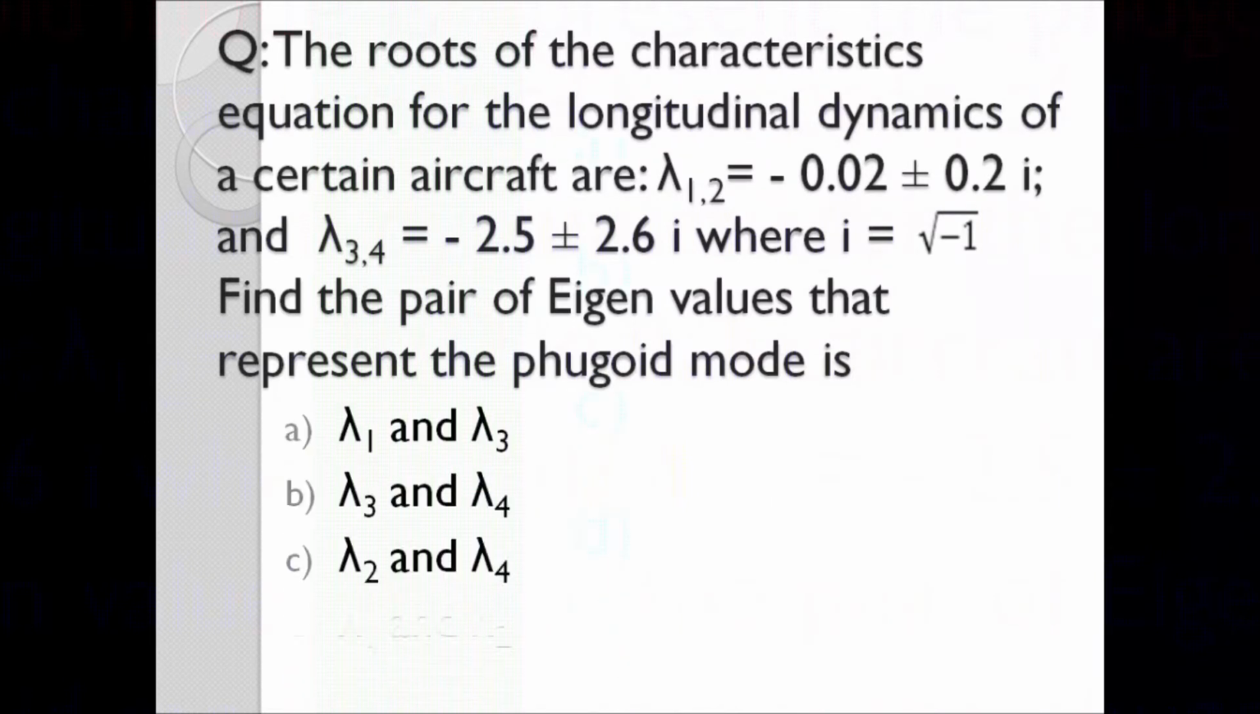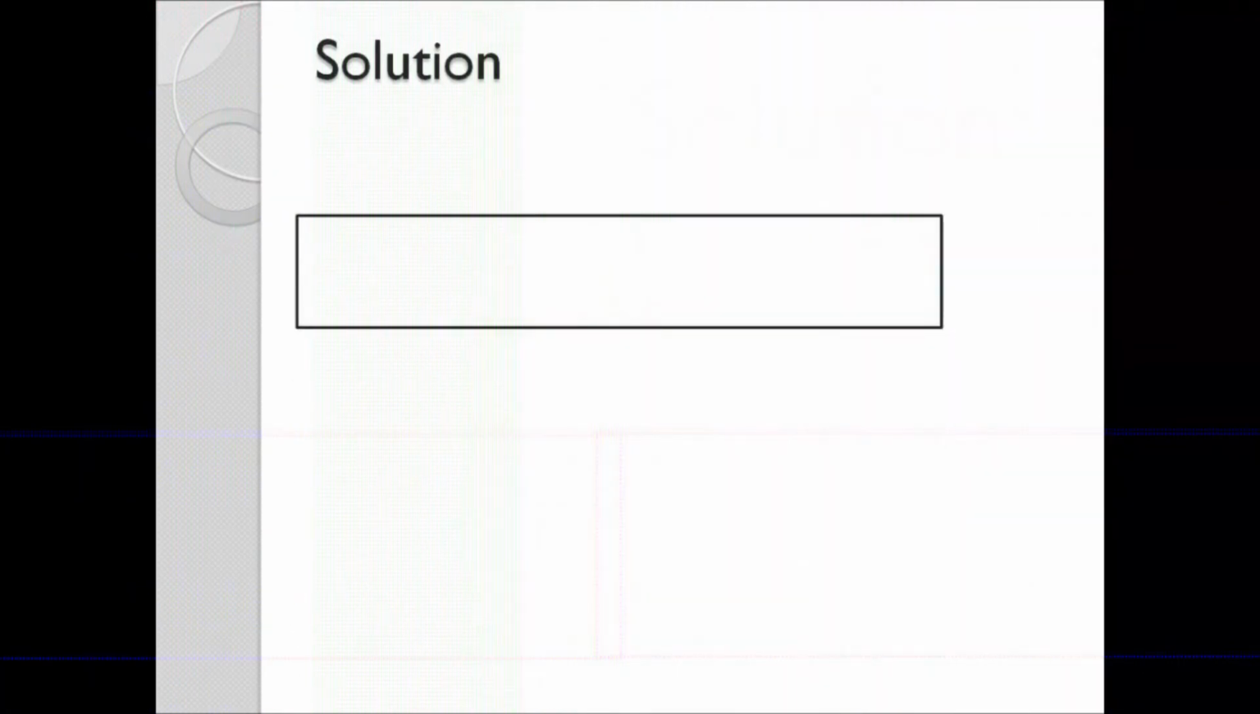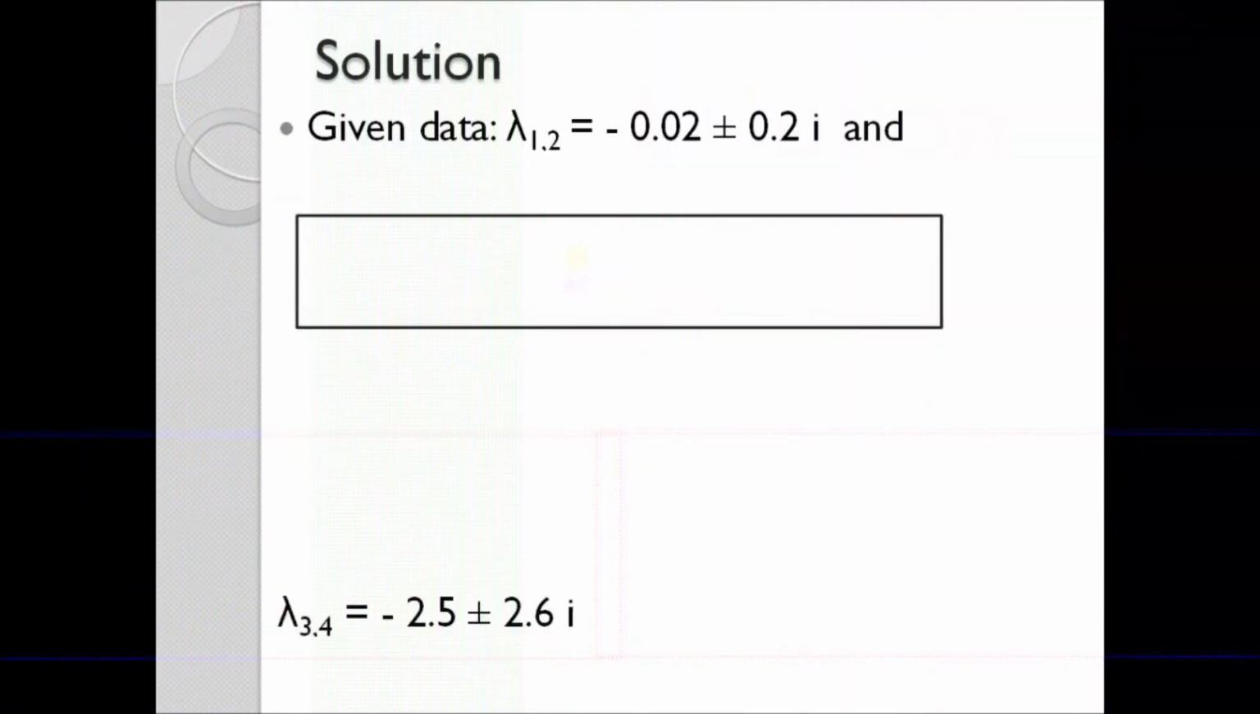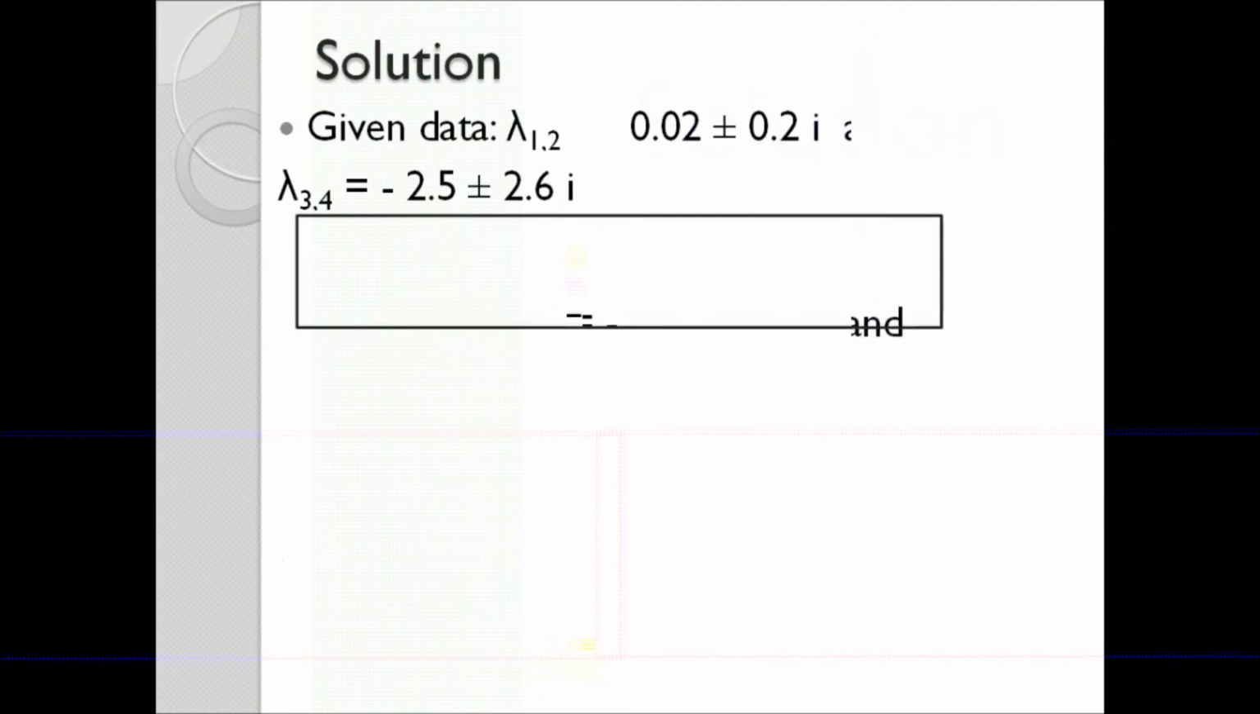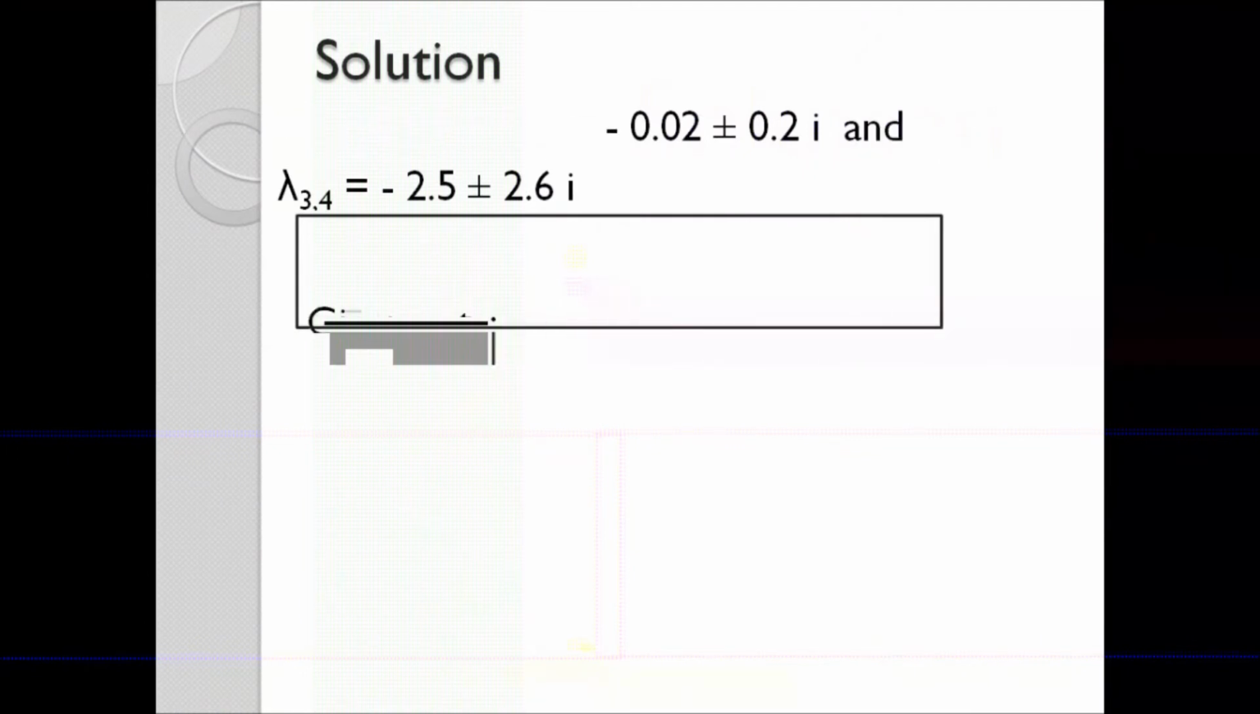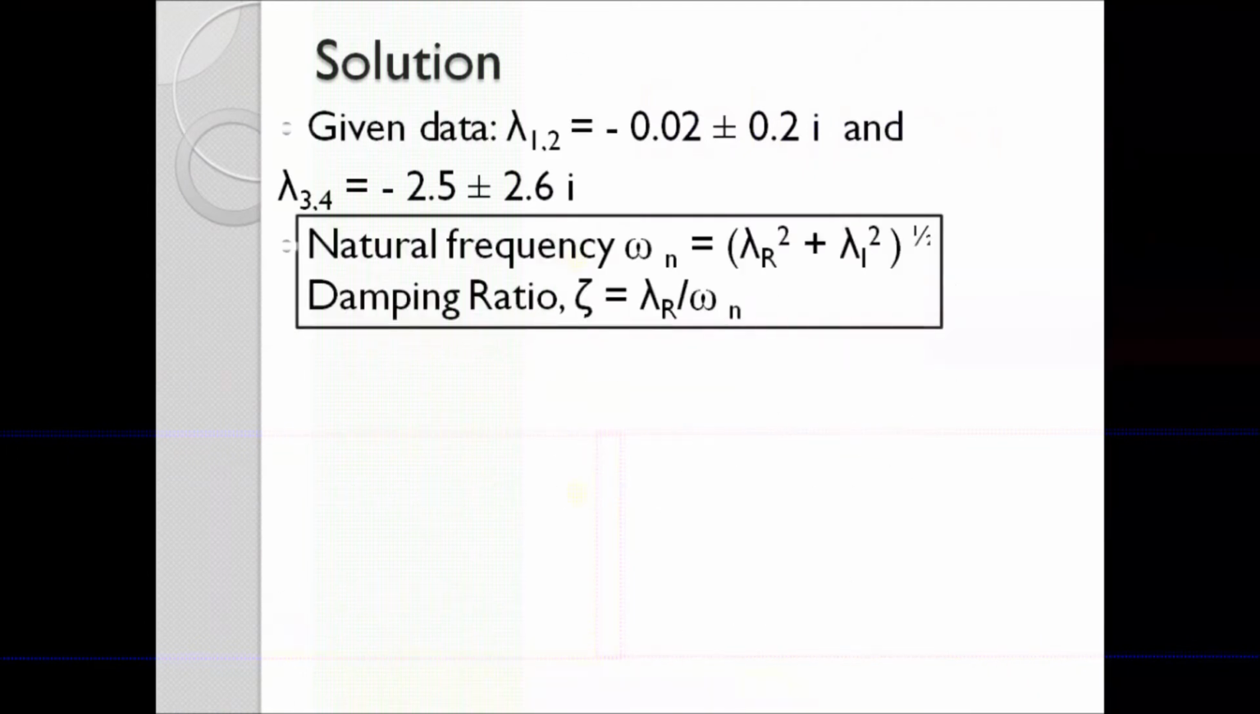So among this, we have to find the correct option. Let's see the solution. They have given the two lambda values, that is lambda 1 2 and lambda 3 4, and we know the formula how we can find the natural frequency, that is the undamped natural frequency.